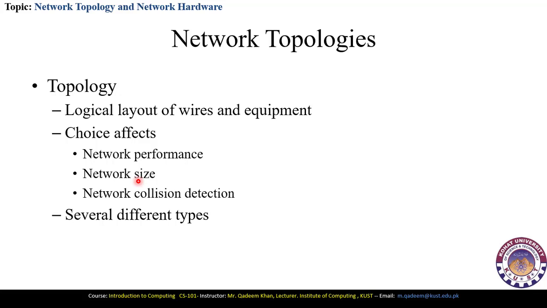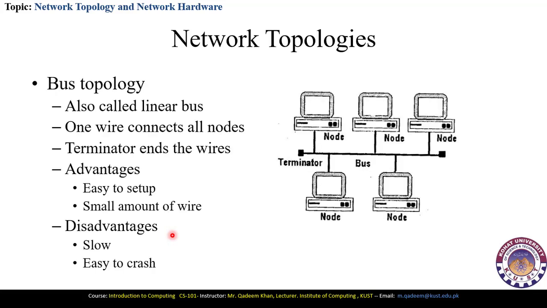Also it depends on network collision detection. Network collision detection means that when the data collides with each other, then the data will be lost. For example, in mesh networks, the data may collide with each other and then the packets may be lost. Several different types of topologies are here with us. Now we are going to discuss each and every one in detail with the relevant diagrammatical representation.